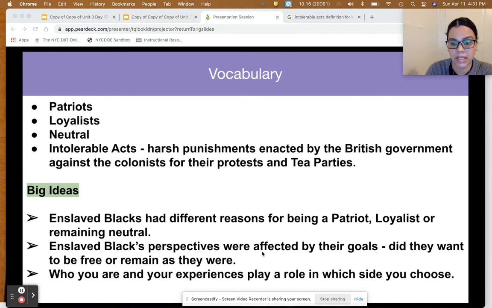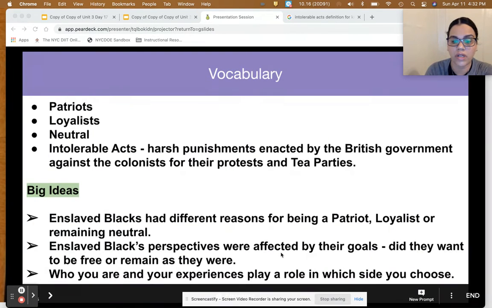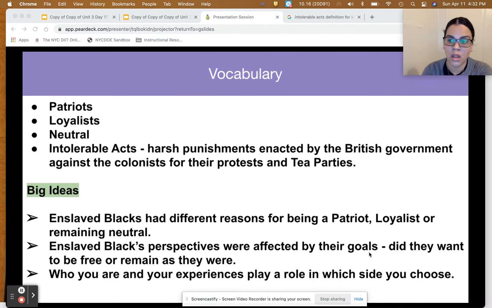Enslaved Blacks' perspectives were affected by their goals. Did they want to be free or remain as they were? And who you are and your experiences play a role in which side you choose, which is an ongoing theme that we've found in the past couple of lessons.